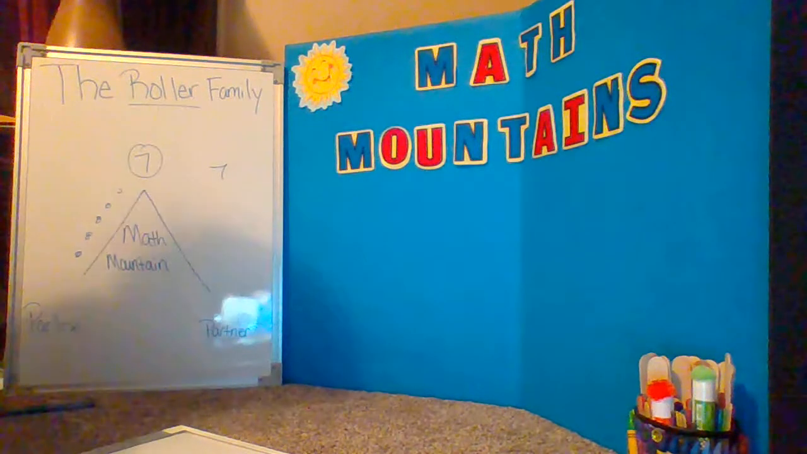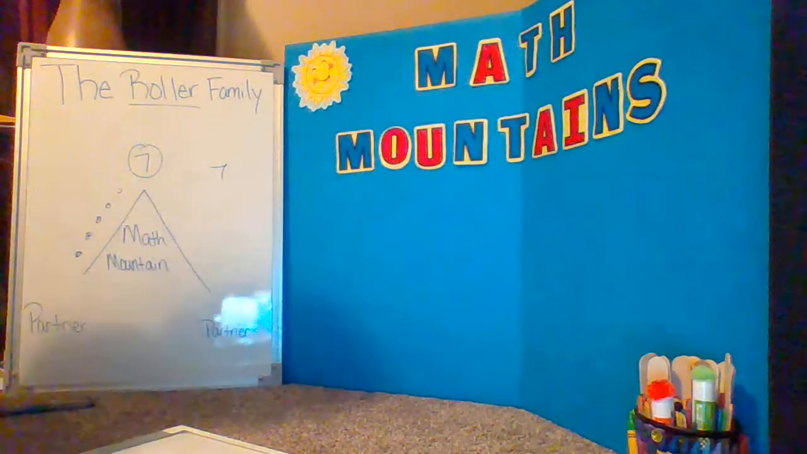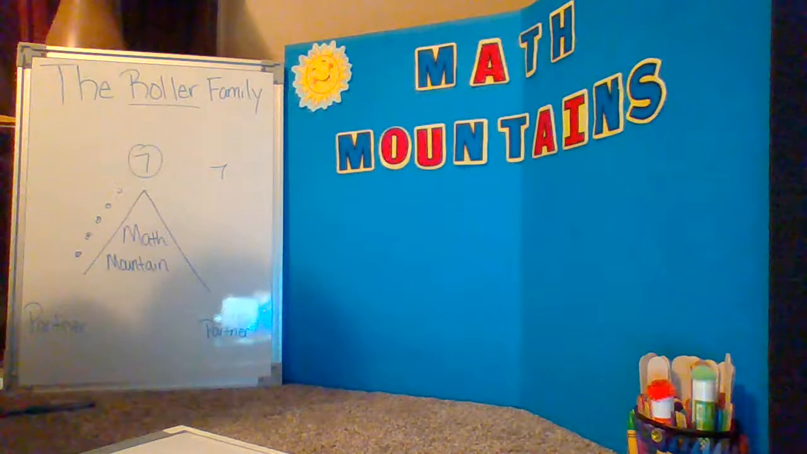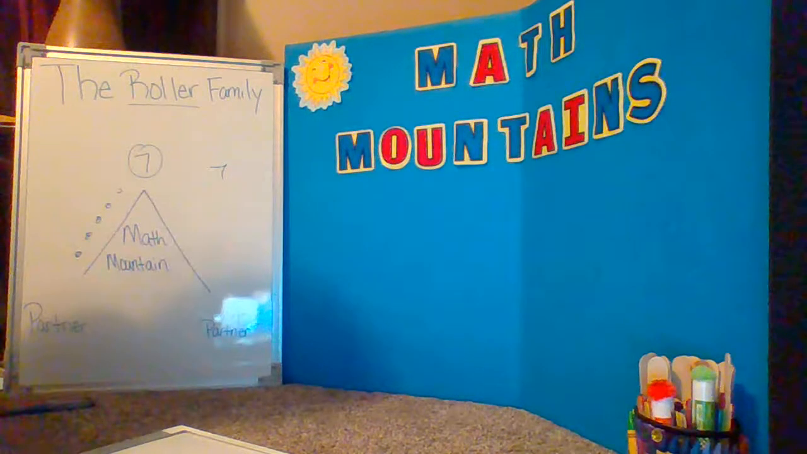Because we don't know how many of the roller families rolled down, we know they started out as 7, and the number at the top represents our whole number. So we know they started out as 7, and some of them went up the mountain, and some of them came down the mountain. But in order to find out exactly how many came down the mountain, we have to think about this a second.